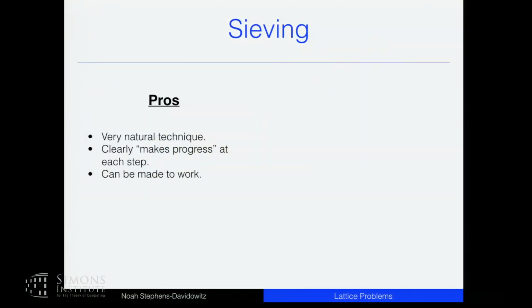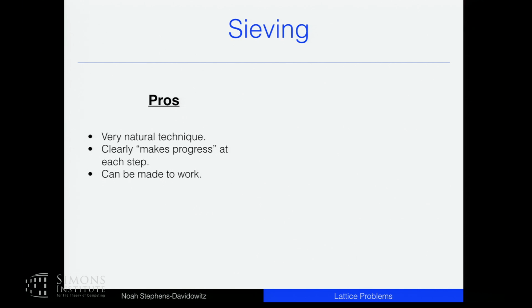OK, so I hope that's clear. If I've lost you now, then that's a problem. OK. What's amazing about sieving is that it's just an extraordinarily natural technique. You just use the fact that the difference of two lattice vectors is also a lattice vector. That's the only property you need.